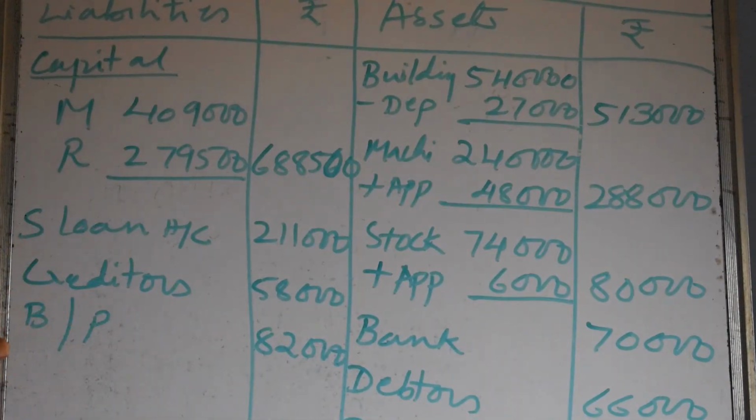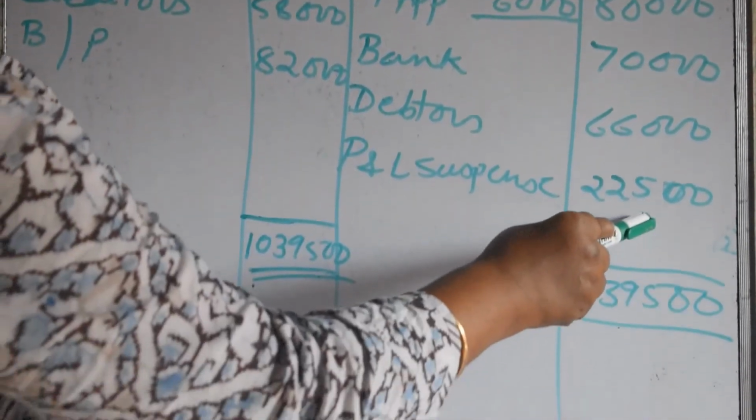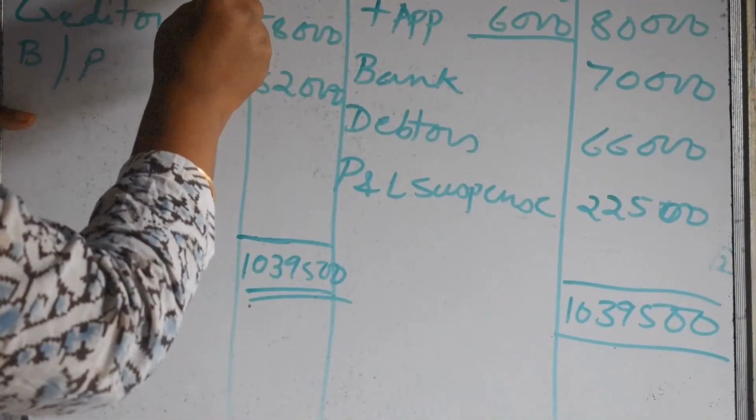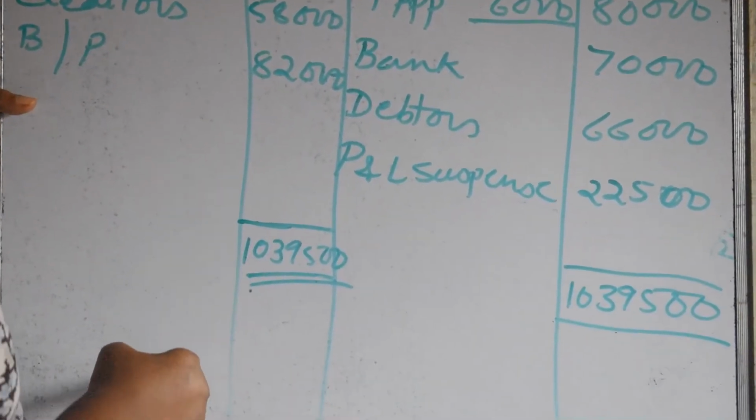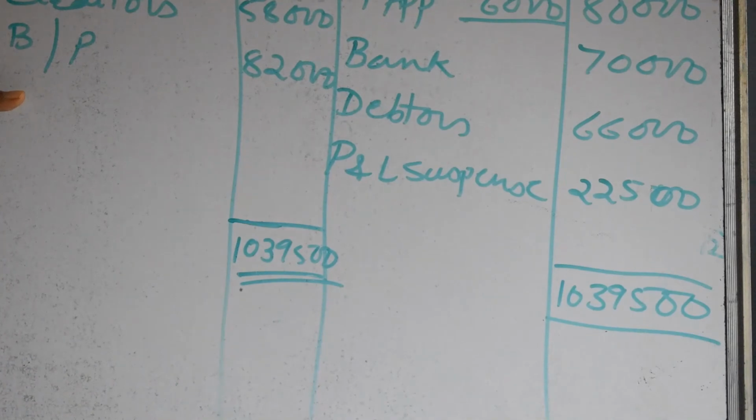So lastly, when we total both the liability side and asset side, the total comes to 10,39,500. The profit and loss suspense is 22,500, and here it is 6,88,500. Okay. On the balance sheet, the only thing you remember is that whenever adjustment is there, you have to post the entries in two places. So without fail, you have to check each and every entry that you have posted in the right place.